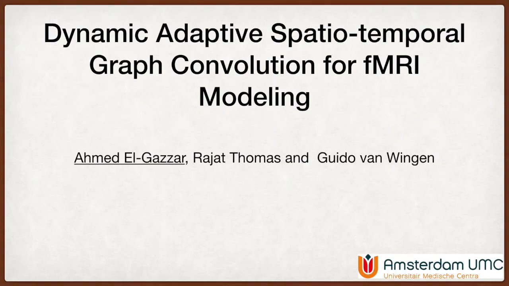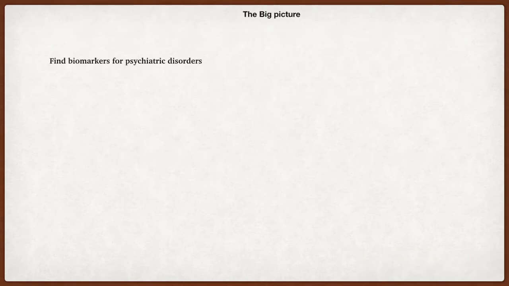My name is Ahmed, and today I'm going to give you a brief presentation about our paper, Dynamic Adaptive Spatio-temporal Graph Convolution for fMRI Modeling. But before getting into the main contribution of this work, I would like to start with the bigger picture and the main research objective in which this work falls.